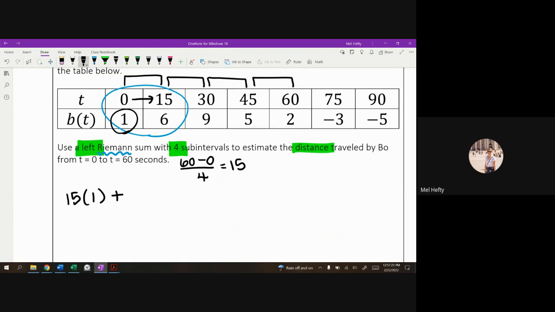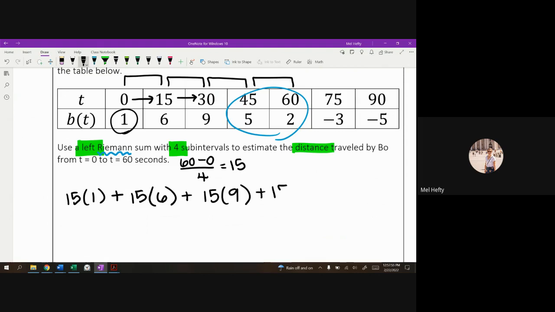All right, let's look at the next rectangle. So we're not from 0 to 15 anymore. We're going from 15 to 30. So how far along the t-axis, if you will? 15 times 6. That's how tall. All right, let's keep transitioning. Now we're going 30 to 45. Still 15, times 9. Perfect. I got one more. What does it look like? 15 times 5.